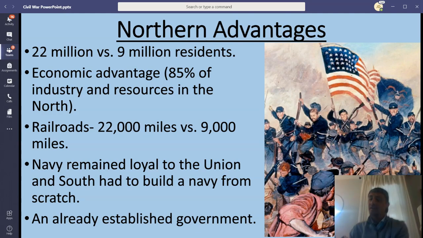Okay, so take a look at some of the advantages here. One of the big ones was just people, just population. The North had 22 million people versus 9 million in the South. So the more the merrier, like we discussed, the more people. Again, I'm going to compare to World War I.